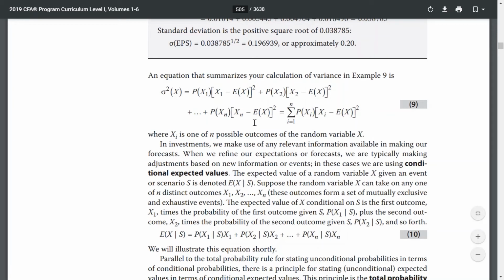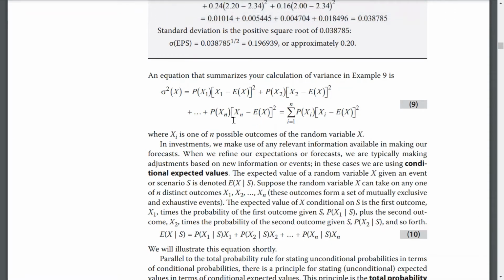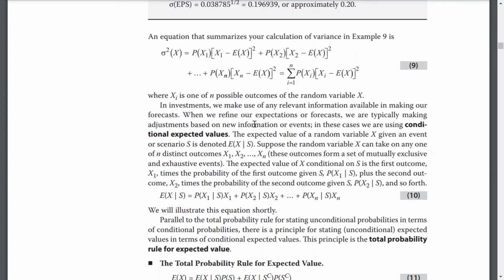An equation that summarizes your calculation for variance in example 9 is: variance of x is equal to the probability of x1 multiplied by (x1 minus the expected value of x) to the power of 2, plus the probability of x2 times (x2 minus expected value) squared, and so on through x3, x4, x5, all the way to xn for the last term. You can use a summation to represent that, where xi is one of n possible outcomes of the random variable x.